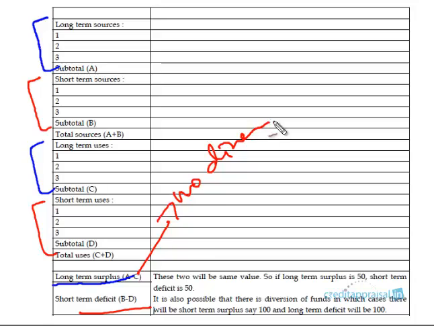If there is a long-term deficit, then you have to investigate once again. Then you go and see whether the minimum NWC is there or not. If the minimum NWC is not there, that is, the current ratio is not as per the minimum norm, then there is a diversion of funds, okay? So this is how you draw up the funds flow statement.